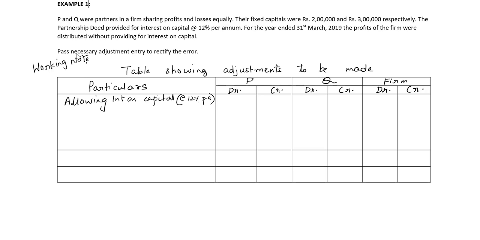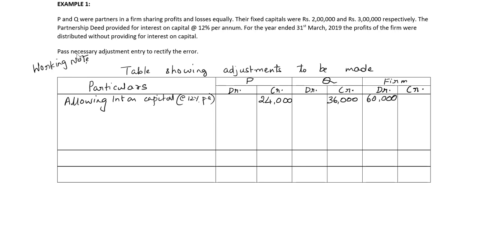Interest on capital for P is 12% of 2 lakh, which comes to 24,000. Whereas the interest on capital for Q is 12% on 3 lakh, which comes to 36,000. We need to add these two amounts and it comes up to 60,000, and since we have credited the partner, we need to debit the firm with this amount. This is the only error which has been made.